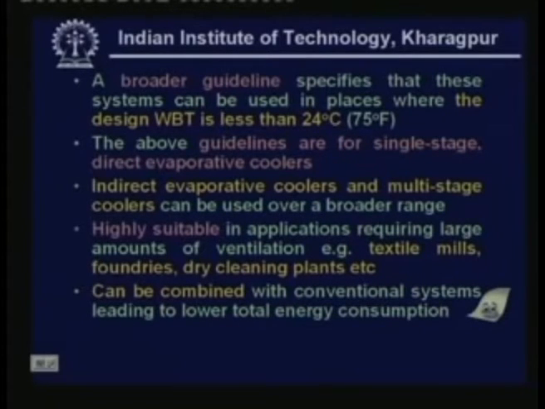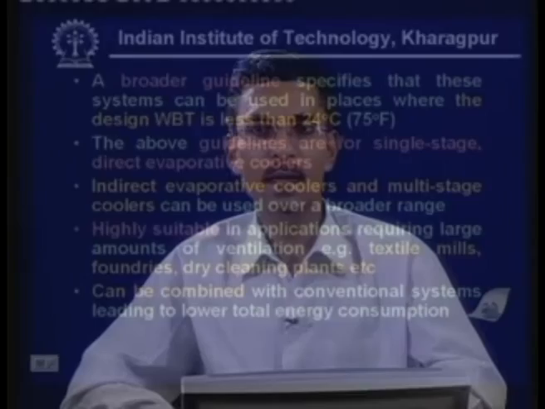And evaporative coolers can be combined with conventional systems, leading to lower total energy consumption. That means you can also think of hybrid systems which use a combination of evaporative cooling systems and conventional air conditioning systems. Using a combination of these two, you can arrive at lower energy consumption. So, one simple scheme is that the outdoor air is first cooled in an evaporative cooler. Then you send that cooled air, which is not cooled to the required extent, but is cooled to a certain extent, to the conventional air conditioning system, so that the load on the conventional air conditioning system reduces. That will give rise to savings in energy.